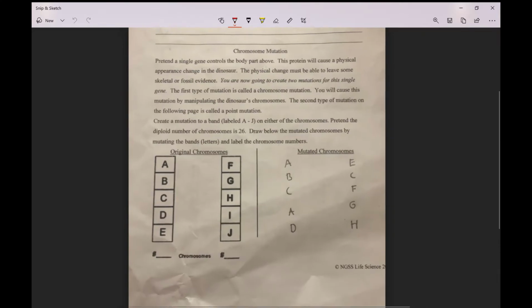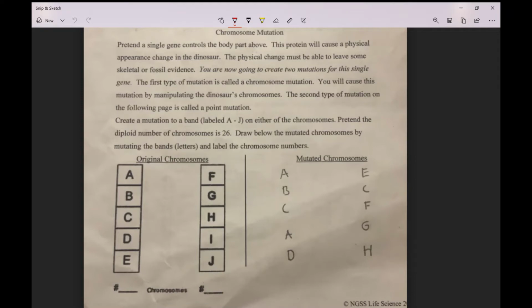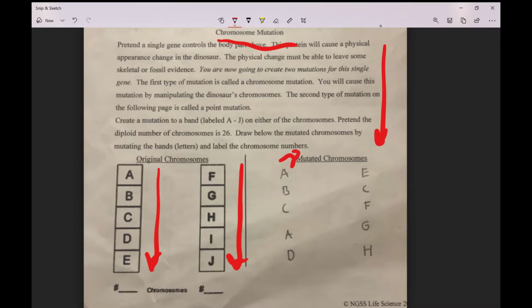This is page 2 of the packet. The top part you need to figure out, answer the questions, and it asks you about dinosaur background, so you have to research that on the internet. Now we're looking at the chromosome mutation. Read through this, but what you're doing is this is your original chromosome here, and then it's telling you that you need to make a mutated chromosome. So my suggestion is to look at the different types of mutations on the internet and see which mutation you want to use.